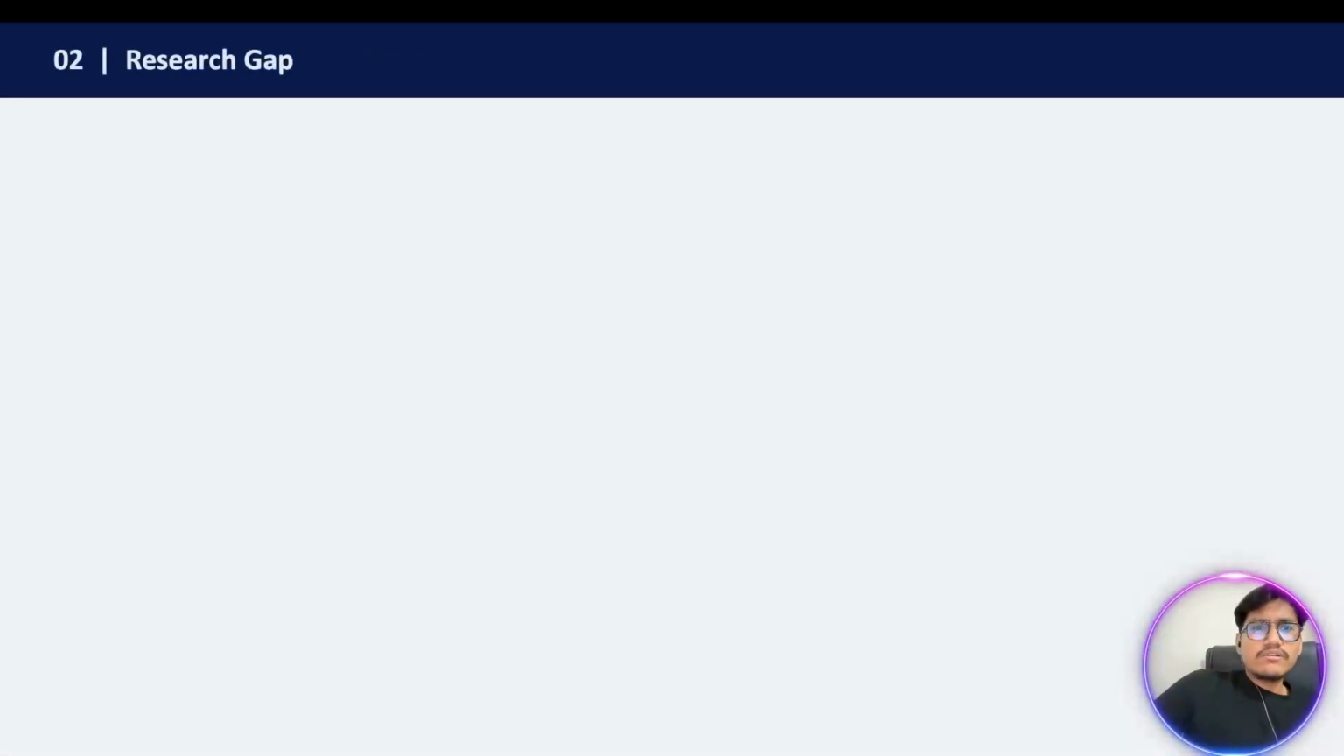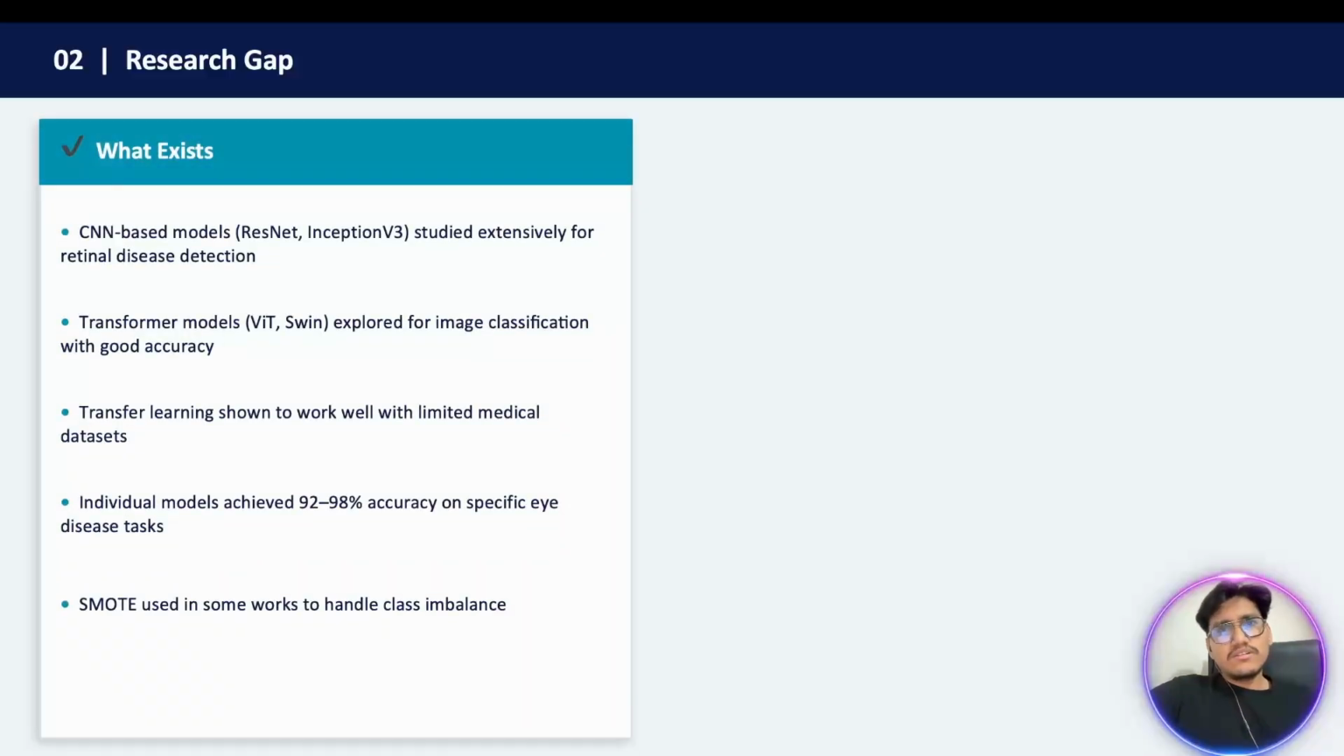And then we will talk about the research gaps. What already exists: researchers have extensively studied CNN-based models like ResNet and Inception V3 for detecting retinal disease. These are strong models, and they have shown good performance in controlled settings. And transformer models, like the Swin Transformer or Vision Transformer, have also been explored for image classification tasks and have achieved impressive accuracy numbers.